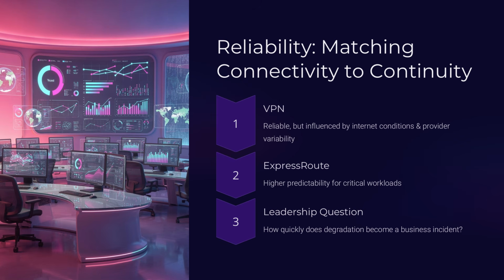Site-to-site virtual private network can be reliable, but it is influenced by internet conditions and provider variability, which means you must plan for fluctuations. ExpressRoute is commonly selected when you require higher predictability and operational assurance for critical workloads. The leadership decision is about the cost of disruption. How quickly does connectivity degradation become a business incident? And what level of investment reduces that risk appropriately?